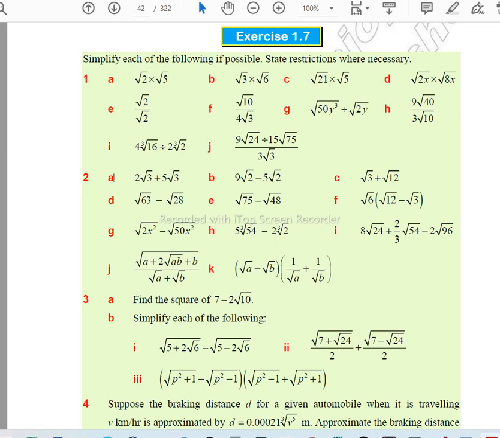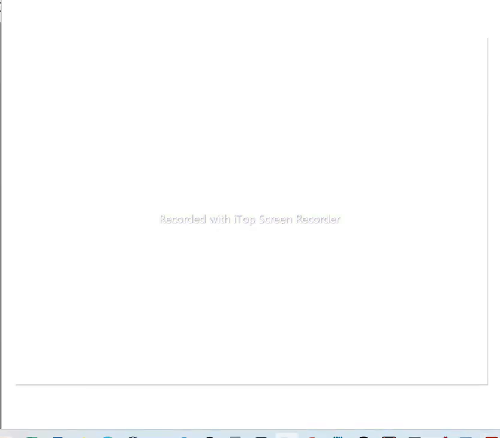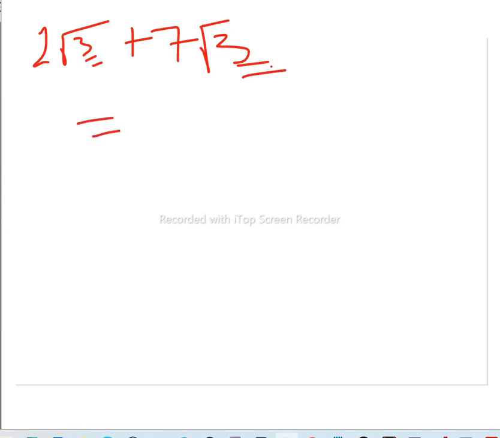Let us go straight to the question. The first question is 2 square root of 3 plus 7 square root of 3. Let us write the question first. As we see, they have the same index, both are square roots, and the same radical, so we can simply add 2 and 7. 2 plus 7 we get 9, so 9 square root of 3. This is a very simple equation.